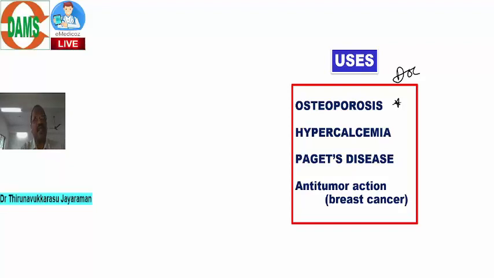They are also the first line drug of choice for treatment of hypercalcemia, and a very good drug of choice for treatment of Paget disease. Extra point: bisphosphonates nowadays undergo trial to see whether they have anti-tumor activity or not. They are trying this in case of CML. So they may have anti-tumor activity also.